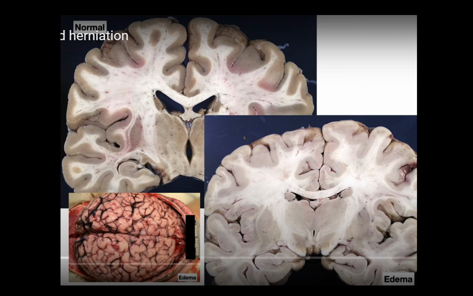And the brain swells in response to a drop of oxygen levels. And so a lot of the brains that we will look at will have edema. And so it's something that you'll be able to see probably in a tank in your lab, if not your own cadaverous brain.